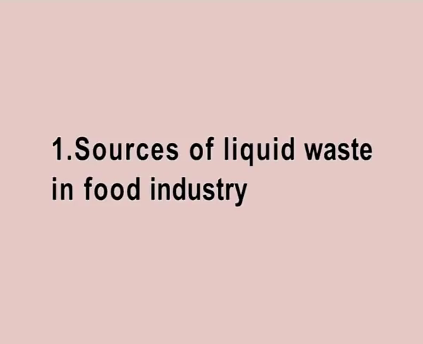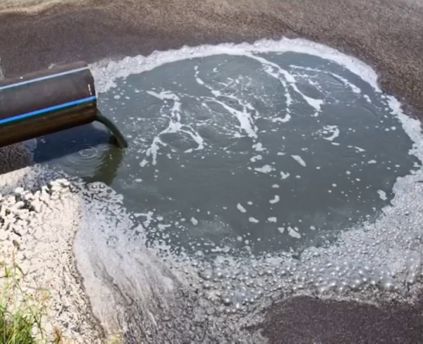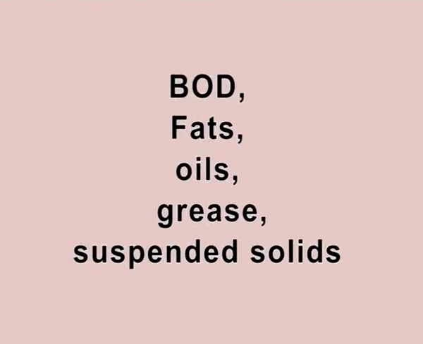The first topic, the sources of liquid waste in food industry. Different sources contribute to the generation of wastewater in food processing industries. Wastewaters released from these industries are turbid with high concentrations of BOD, fats, oils and grease, suspended solids and usually nitrogen and phosphorus. Hazardous chemical content is generally low.